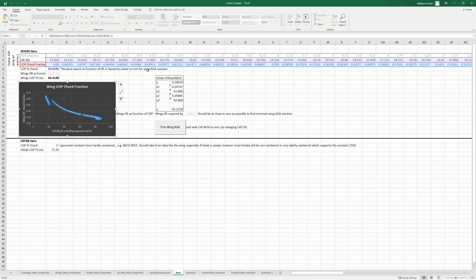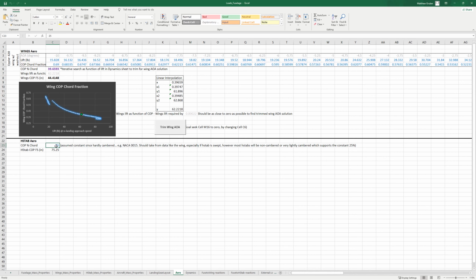And that's because as the aircraft changes angle of attack to adjust for how much lift it needs from the wings, the center of pressure of where the lift is applied along the wings actually moves forwards or aft quite a bit for these cambered airfoils that are often used on wings of SAE Aero and Design Build Fly aircraft.